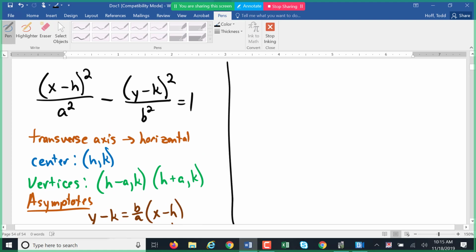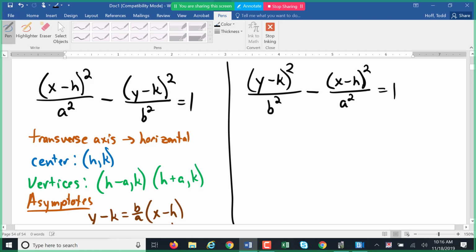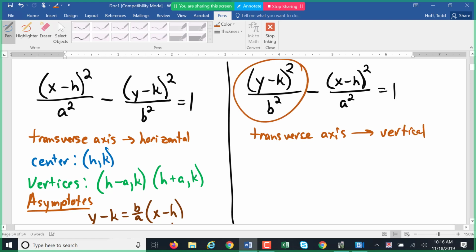The other general form we have is with the y term coming first. k still stays with the y, and we're going to keep b with the y. This textbook keeps b with the y as well. Minus (x minus h) stays with the x, and the a squared stays with the x as well. So for this one, the transverse axis is vertical because it is the y term that is positive.